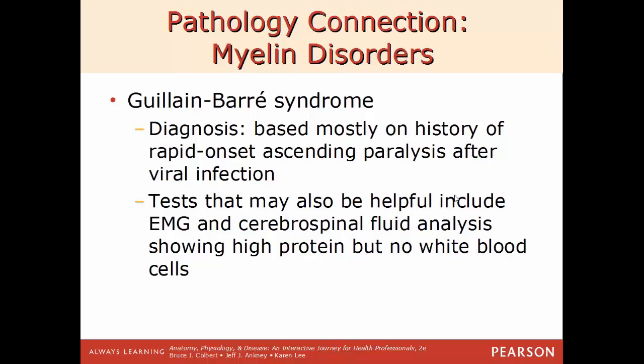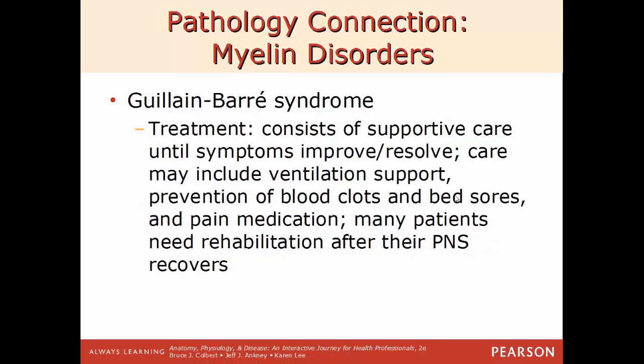A diagnosis for Guillain-Barré is based mostly on the history of a rapid onset, especially of the ascending paralysis, just after having a viral infection. And there are tests that are helpful in diagnosing this condition, such as an EMG or cerebrospinal fluid analysis, which will show a high protein count but no white blood cells. The treatment for this condition will consist of supportive care until symptoms are either resolved or at least improved. This care could include ventilation support, prevention of blood clots and bed sores, pain medication, and many patients will need rehab at some level after their peripheral nervous system fully recovers.